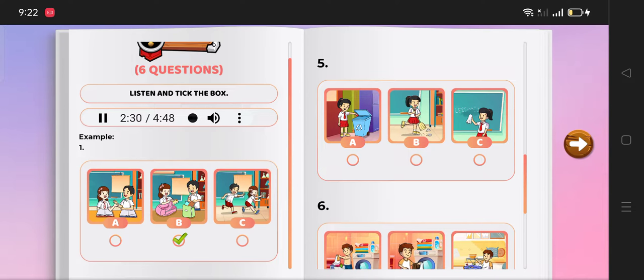What did the teacher tell the students to do? Number 6. Listen to the mother.